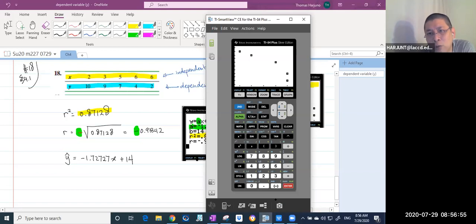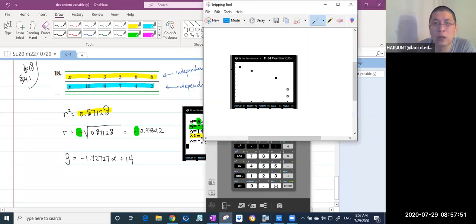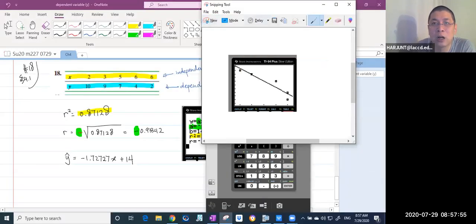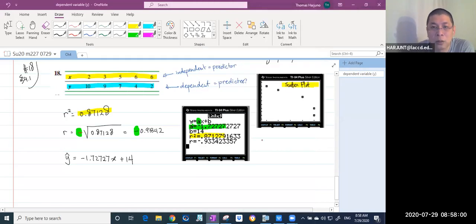Let me go back to my calculator. I forgot how to insert the linear regression there. Negative 1.7277x plus 14. I know that this is not the way. That's what it looks like. That's a better way than what I did just now. So this is the scatter plot together with the regression line.